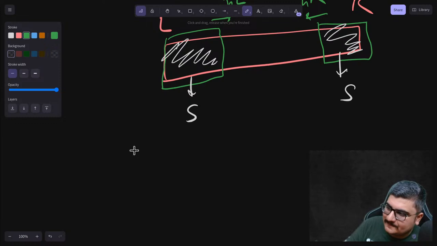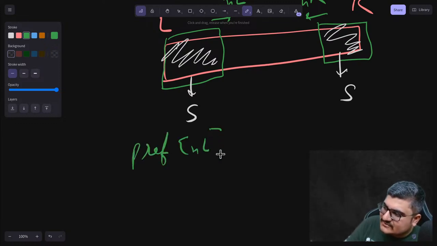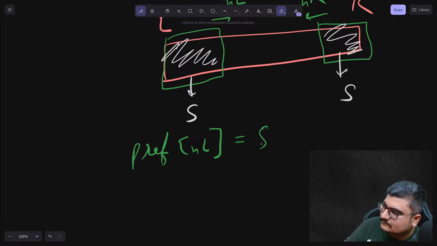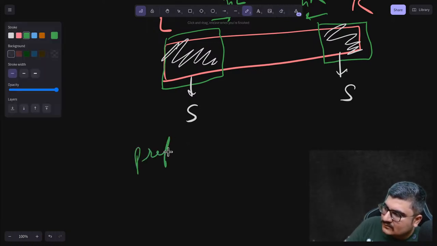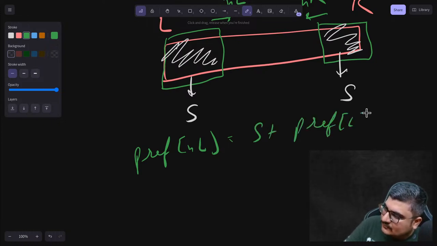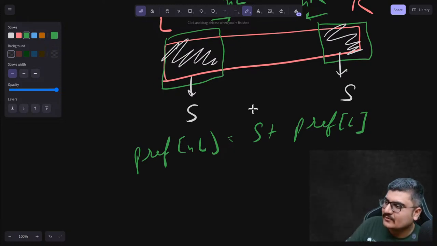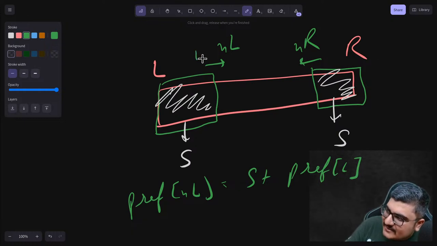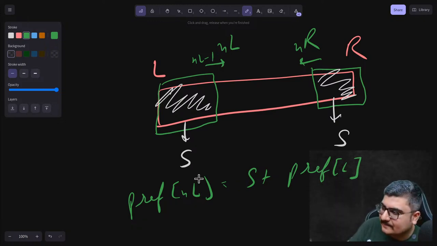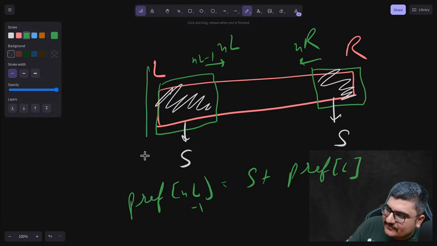So if I have a prefix array, you can probably notice that the sum of the first NL elements is equal to the sum of the first L elements plus S. If this is the time when I am incrementing, it is not NL but NL minus 1. You see, this is the element up to NL minus 1 only, because NL would be the first time I am incrementing. So the sum of the first NL minus 1 elements would be the sum of the first L minus 1 elements plus S.